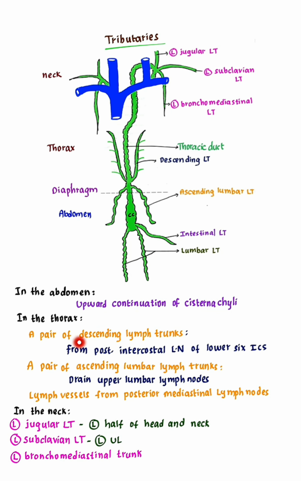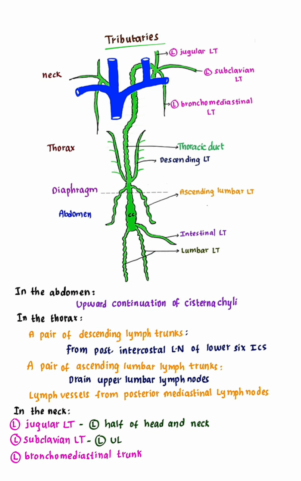In the thorax, a pair of descending lymph trunks, a pair of ascending lumbar lymph trunks, and lymph vessels from posterior mediastinal lymph nodes. The descending lymph trunks come from posterior intercostal lymph nodes of the lower 6 intercostal spaces. The ascending lumbar lymph trunks drain the upper lumbar lymph nodes.